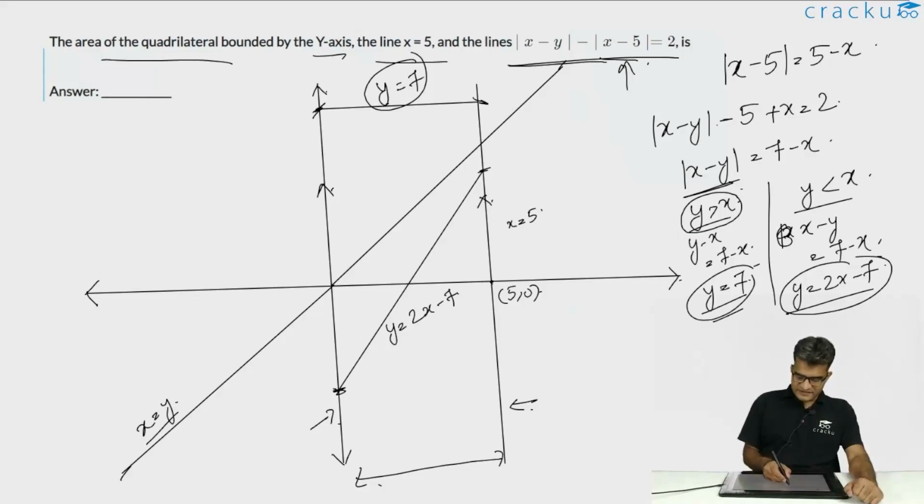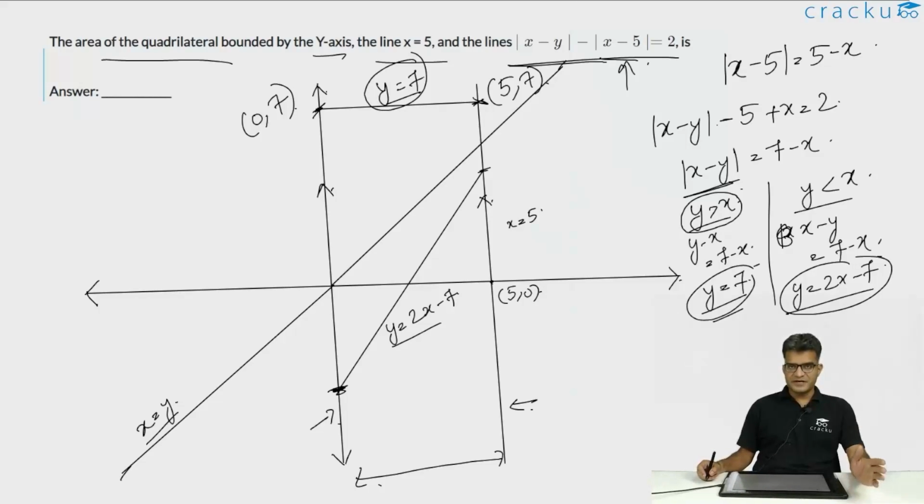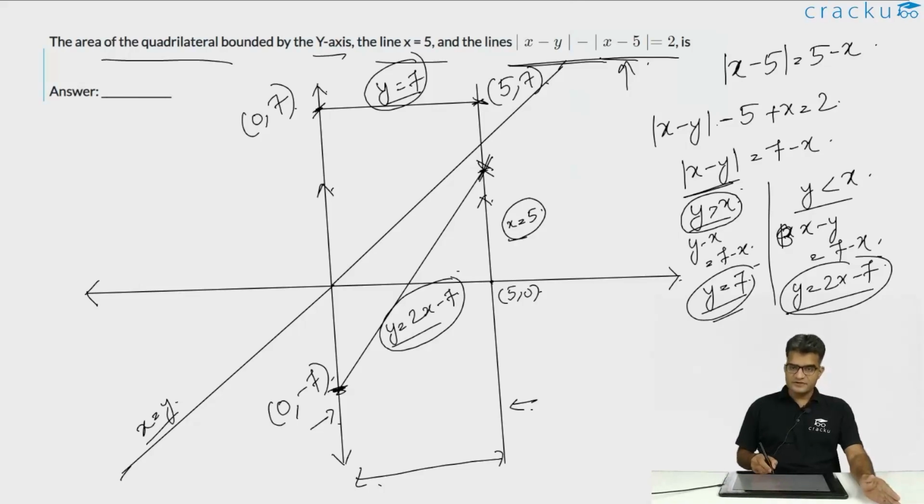This line over here is y is equal to 7. So this point over here will be 0, 7. This point over here will be 5, 7. This point over here is the intersection of y-axis and y is equal to 2x minus 7. On the y-axis, the value of x is 0. So this will be equal to 0, minus 7. This point over here is the intersection of the line y is equal to 2x minus 7 and x is equal to 5. So the x coordinate will be 5 and the y coordinate will be 2 into 5 minus 7, which is 10 minus 7, which is 3.